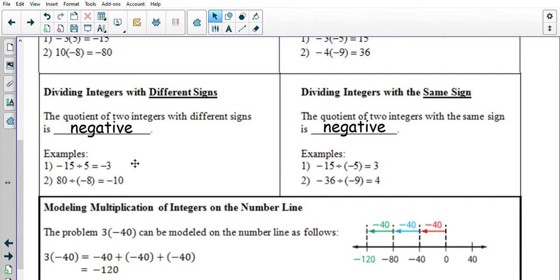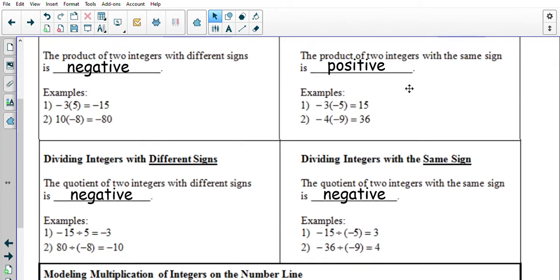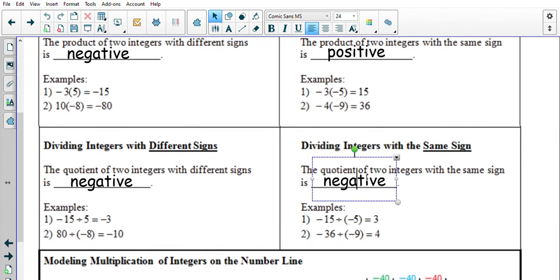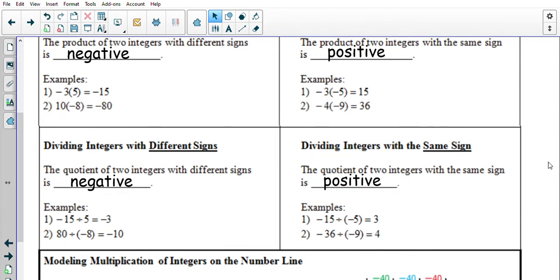When I divide integers that have the same sign, just like for multiplying integers with the same sign, my answer is going to be positive. Ignore that, I must have copied the wrong thing in. The quotient of 2 integers with the same sign will be positive. So if I take negative 15 and divide it by negative 5, I do 15 divided by 5 to get 3. Since the signs are the same, my answer will be positive.